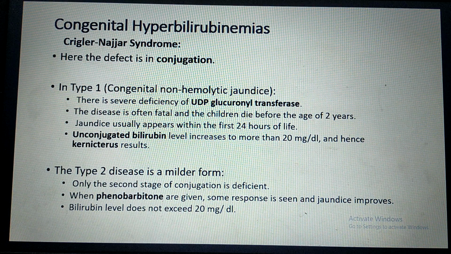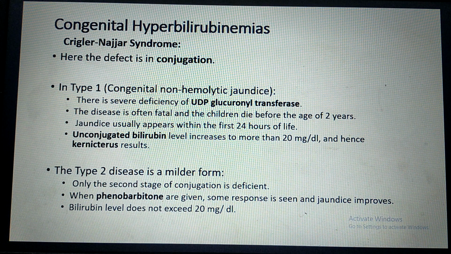First, Crigler-Najjar syndrome. Here, the defect is in conjugation of bilirubin. There are two types. In type 1 Crigler-Najjar syndrome, which is also called congenital non-hemolytic jaundice, there is severe deficiency of the enzyme UDP glucuronyl transferase.